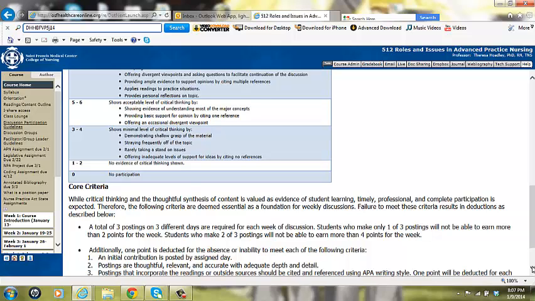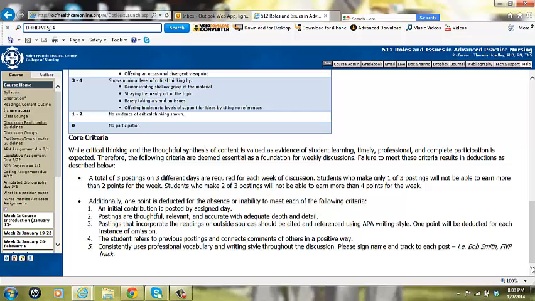We want you to think critically and thoughtfully, and this shows us that you have evidence of learning. If you post 3 times on 3 different days, you should be able to get the majority of your points. If you only make 1 of 3 postings, you only get 2 points for the week. If you don't make at least 3 postings, you would only get 4 points for the week if it were 2 out of the 3. And additionally, points will be deducted according to the criteria that follows.